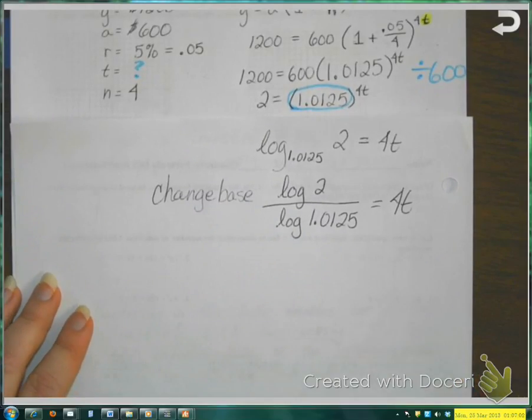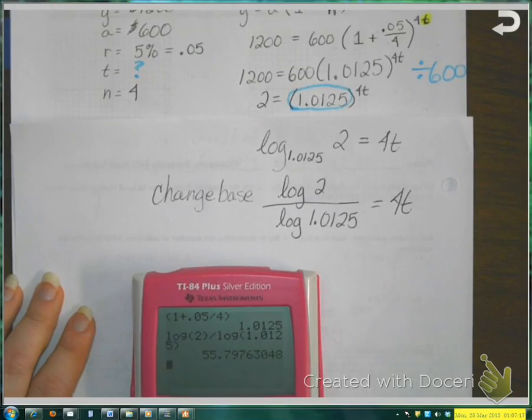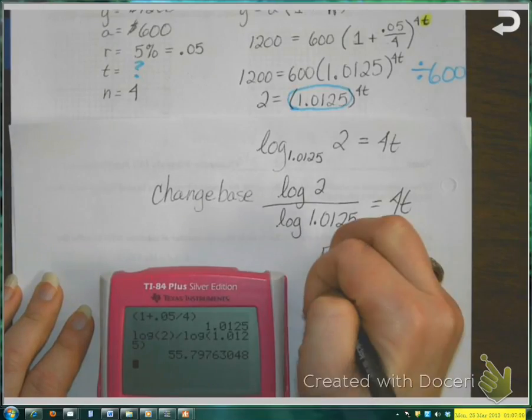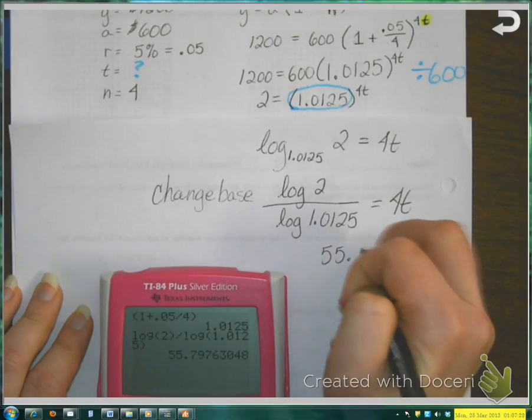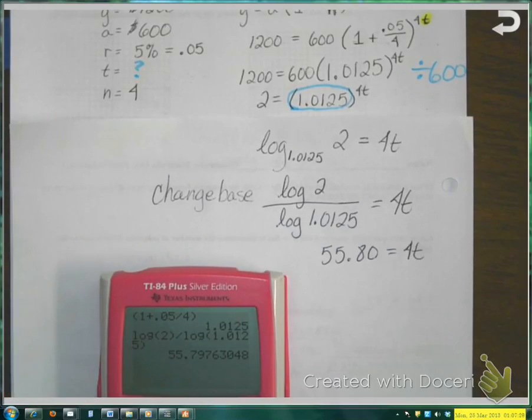Okay, so let's plug that into our calculator. So we have log, don't forget to close your parentheses, 2 divided by log 1.0125. Okay. Did you guys get that? We do need to round. We're taking it to the nearest penny because that's what our bank would do. And now I got 55.80 once I round. Did you guys get that? Okay? If you didn't, make sure you closed your parentheses.